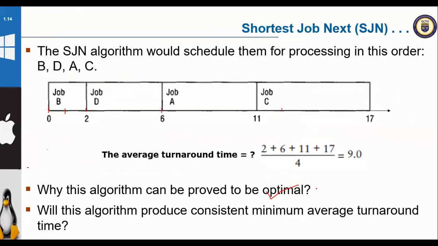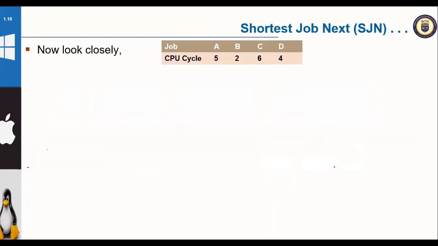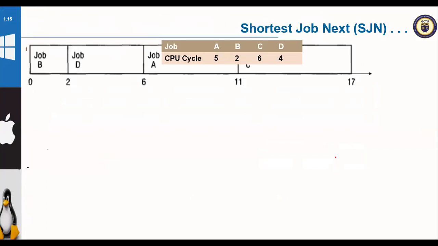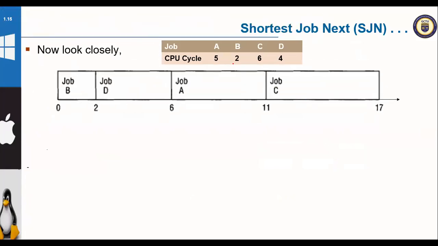Now let's look closely. Let's hope this will give us a consistent minimum average if the order is reversed or if the order of the arrival of the jobs is changed. Now look at this. 5, 2, 6, 4. Job B will be executed first, then D, A, and C following the same order.